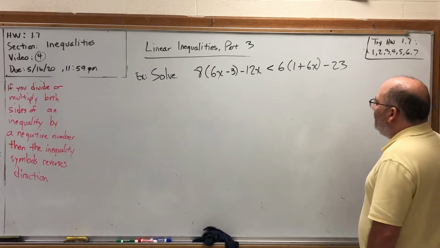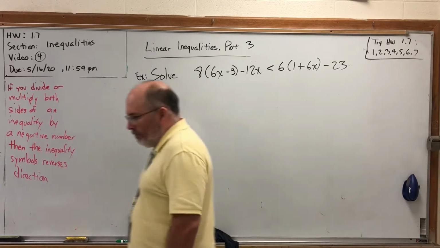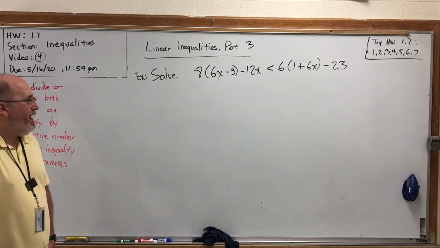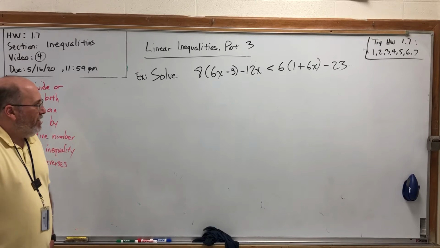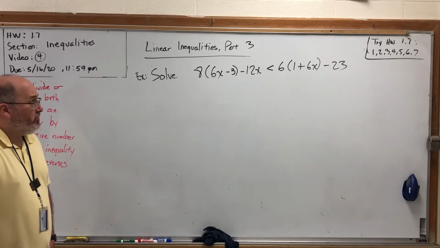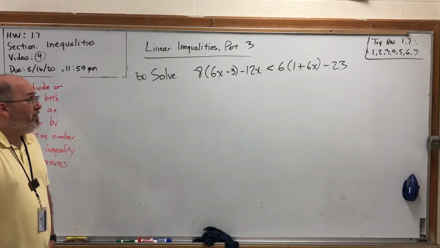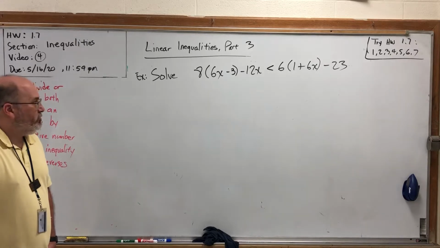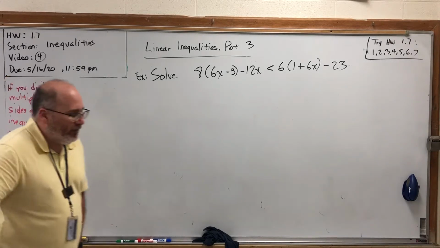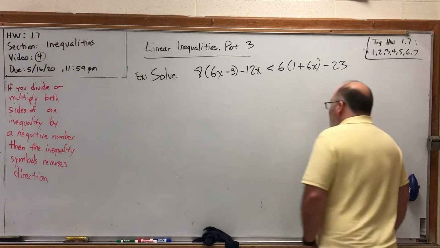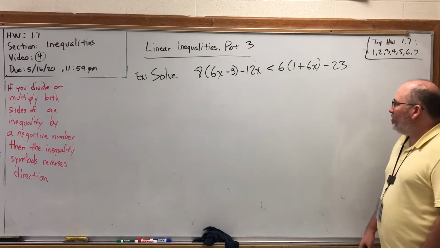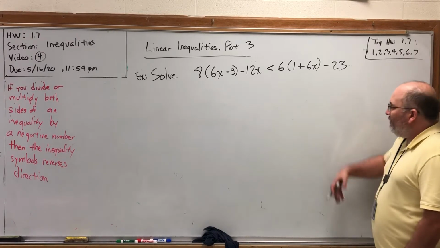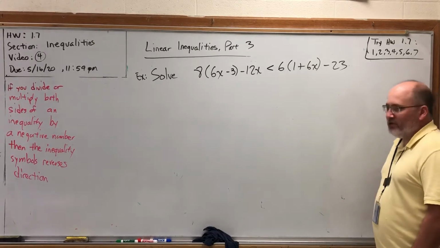Solve this mess. Now you might think that the issue with this is the size of the problem, but the truth is it's not. The size of this problem is irrelevant as long as you have a general plan of attack. In this case, on the left side, we have 8 times open parentheses 6x minus 3 close parentheses minus 12x. There's a lot we can do on the left side by itself, such as distribute and combine like terms. On the right side of the less than sign, we have 6 times open parentheses 1 plus 6x close parentheses minus 23. And again, on the right side by itself, we have a distributive property we can pull off along with some like terms to combine.